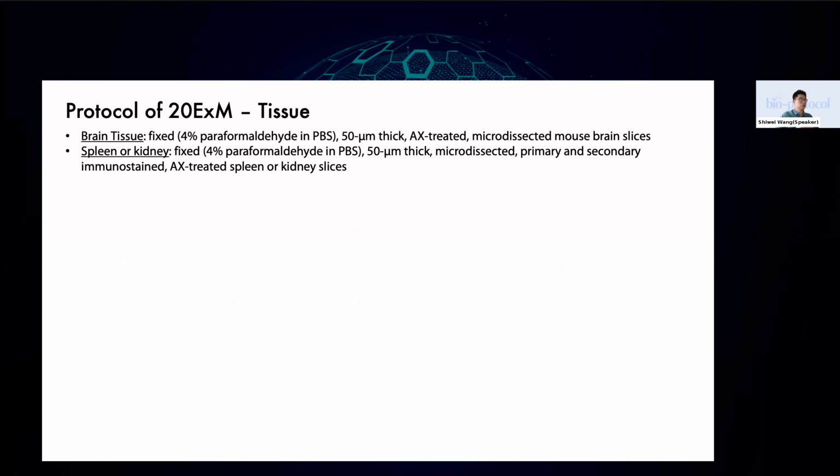And next I want to talk about tissue. In the study, we reported mouse brain tissue and spleen and kidney.